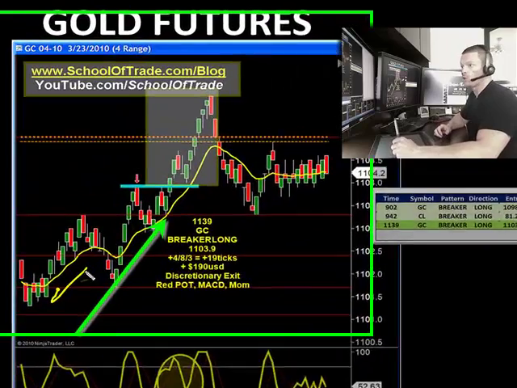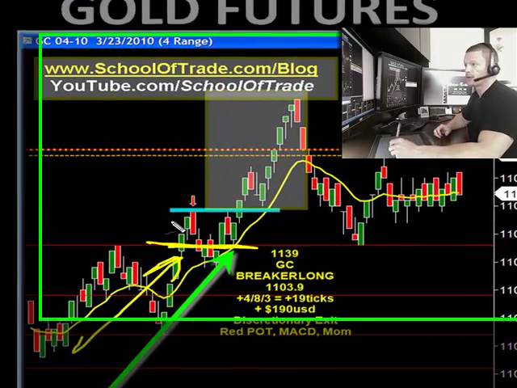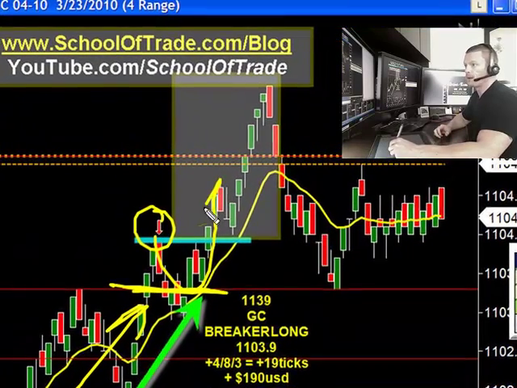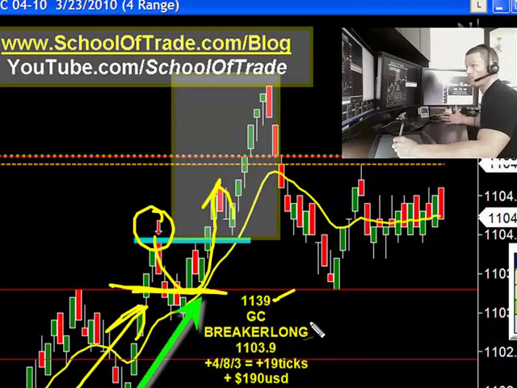Here on the breaker long, guys, on gold, another breaker long. Break above this red line here, just above 1103. We make our swing high. We break above that swing high. And as you guys can see, patience always pays very well. 39 minutes past the hour. We're almost to noontime by this point.